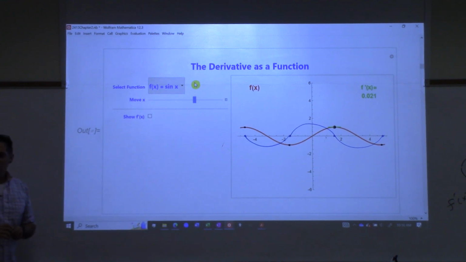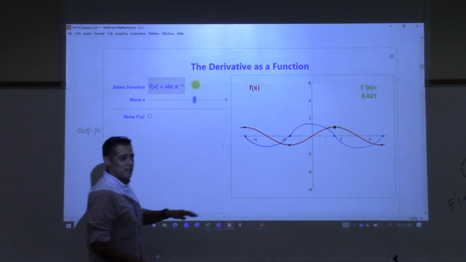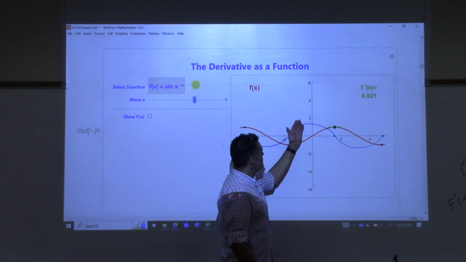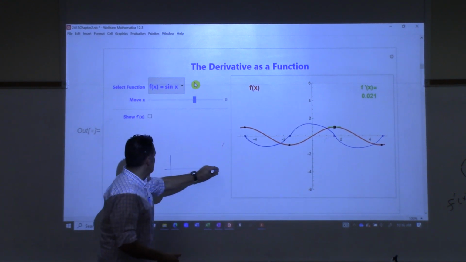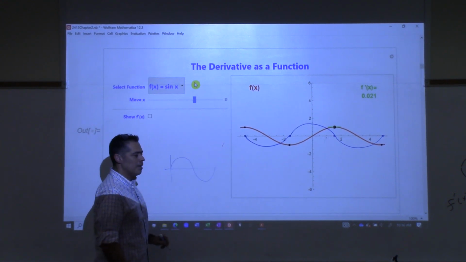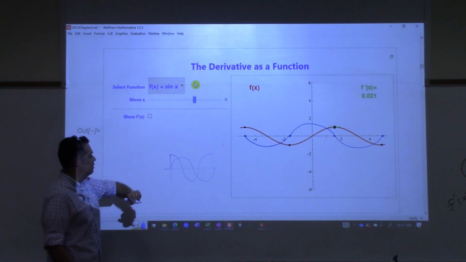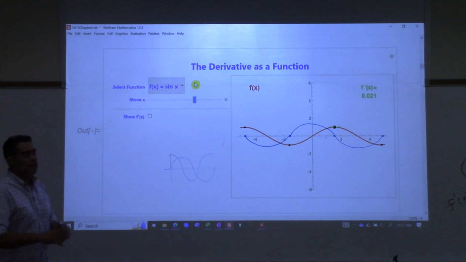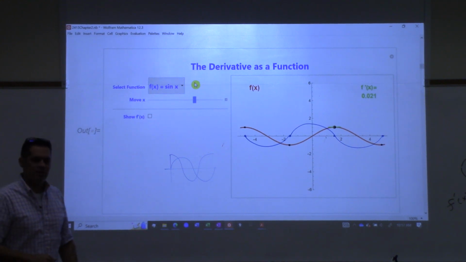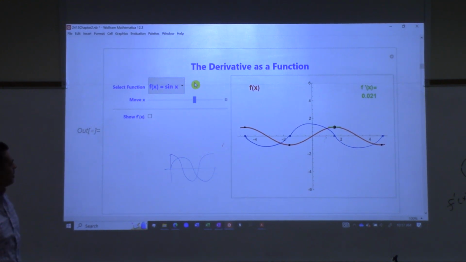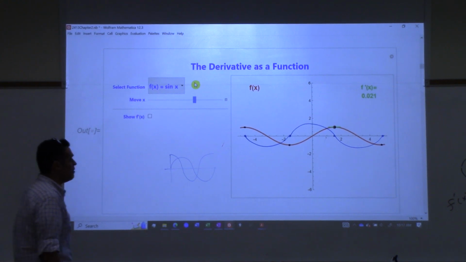Does anybody know what function that looks like? Cosine. That looks like the cosine function, doesn't it, kind of? Remember back in pre-cal, sine of x looks like this, and cosine of x looks like this. So it turns out that it is cosine, but I'm just trying to get you to see that it kind of does look like cosine. We're not totally sure of that right now.